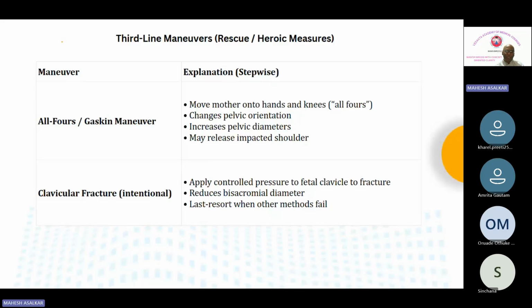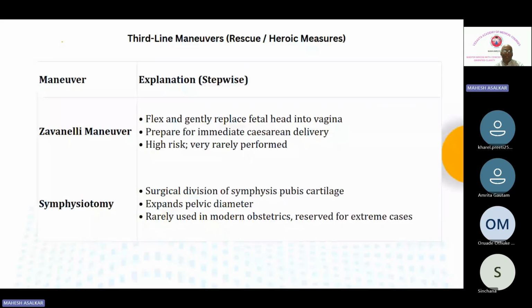Then clavicular fracture, intentional clavicular fracture. Apply controlled pressure to the fetal clavicle to fracture it, which reduces the bisacromial diameter, and is a last resort when other methods fail.